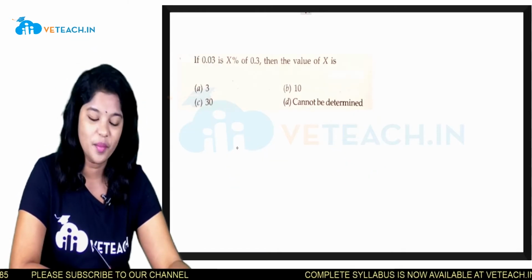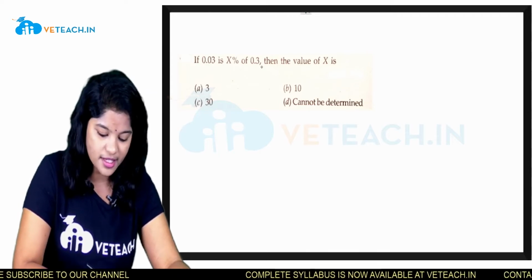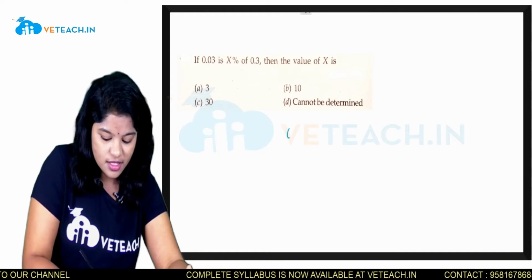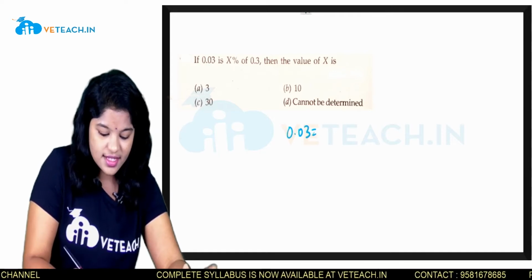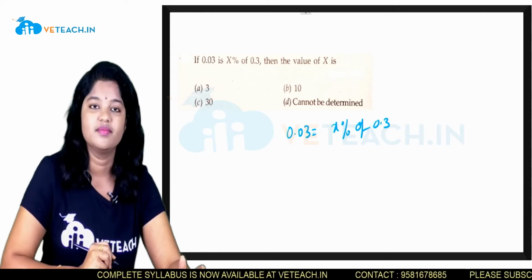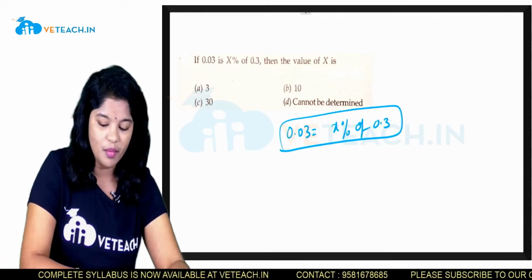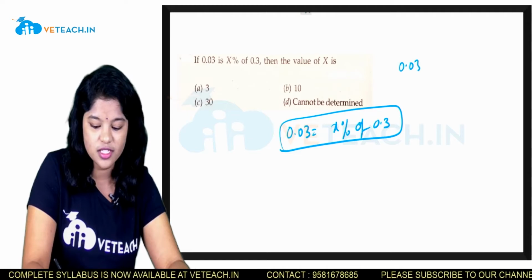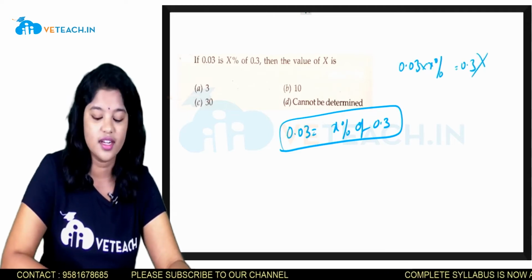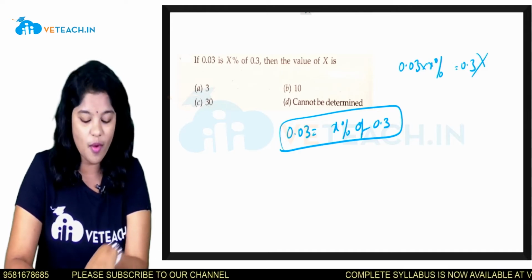See the next question. If 0.03 is x% of 0.3, then the value of x is. So 0.03 is x% of 0.3. Writing this equation is difficult. Many of you will write 0.03 into x% will give 0.3. This is not correct. 0.03 is equal to x% of 0.3.